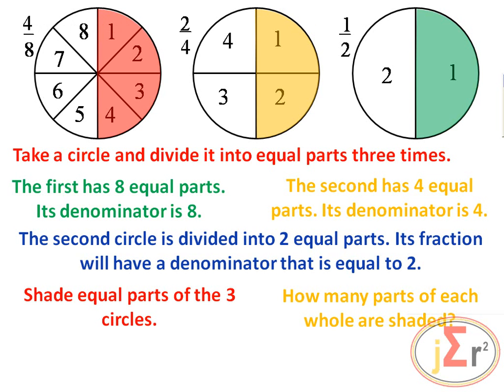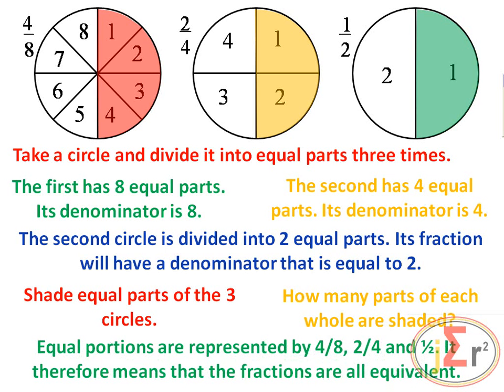Are all of those fractions equal? Yes. All of those fractions are equal. So equal portions are represented by 4/8, 2/4, and 1/2. They are all halves, right? It therefore means that the fractions are all equivalent. As Jerry said, they are all halves. So 4/8, 2/4, and 1/2, they are all halves. All of them are equivalent to a half, irrespective of the form that they are in.